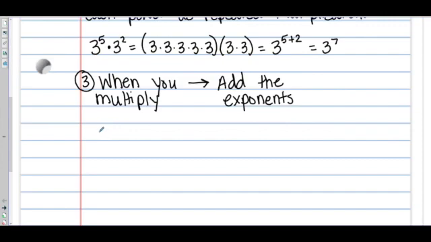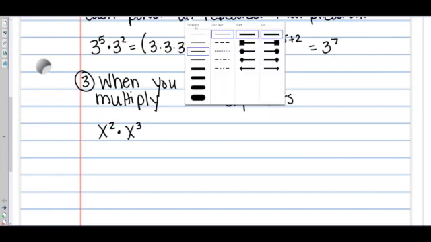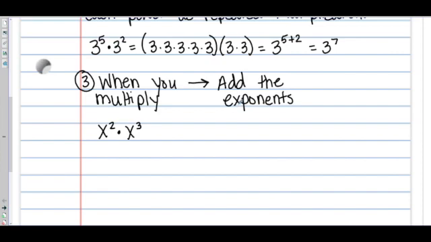For example, if you have x to the 2nd power times x to the 3rd power. Okay, so what that means is when you multiply, add the exponents. So it's x to the 2nd power plus 3, and that gives us x to the 5th power. Okay?